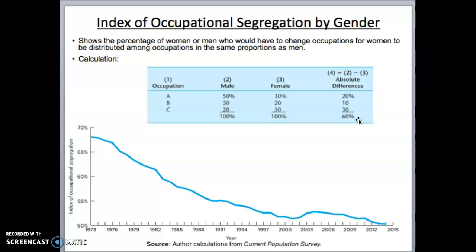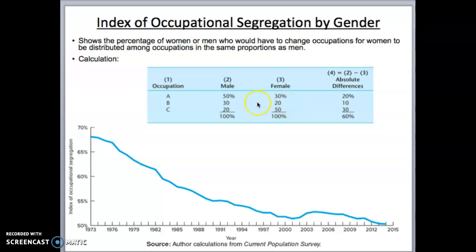That will give us the index of occupational segregation, which in this case would be 60 divided by 2 is 30. So that means that we need to move 30% of one group across occupations to make that group equal to the other group and effectively take segregation to 0, to be non-existent. For example, if we were to use males, we need to relocate 30% of men across occupations in order to create the same ratios as women.